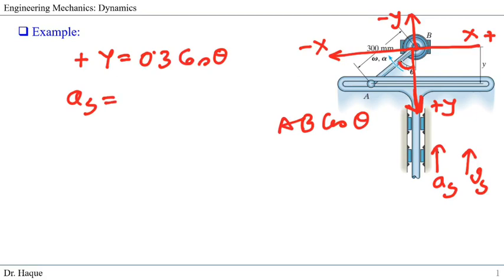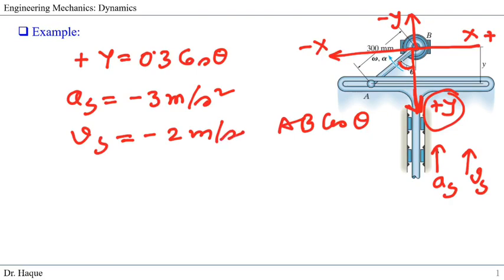Now since we're taking the downward direction as positive, we have to assume that the given acceleration, which is 3 meters per second squared, would be negative 3 meters per second squared, since it is upward and we are assuming downward as positive. Same for the velocity, we have to assume velocity 2 meters per second negative, since they're in the opposite direction of the direction we assumed as positive. So if you take the derivative of this equation and plug in the values of acceleration and velocity, negative 3 and negative 2, you will get the same answer and the same direction of angular velocity and angular acceleration.